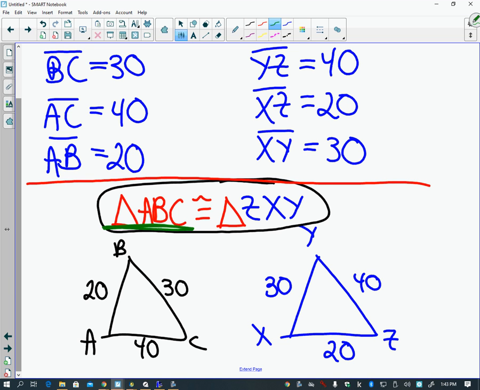What letter is between 20 and 30 on the blue triangle? No, between 20 and 30. What is between 20 and 30? X. Okay? Then I get to C. What is C in between? 40 and 30, right? Or 30 and 40. What is between 30 and 40 over here?